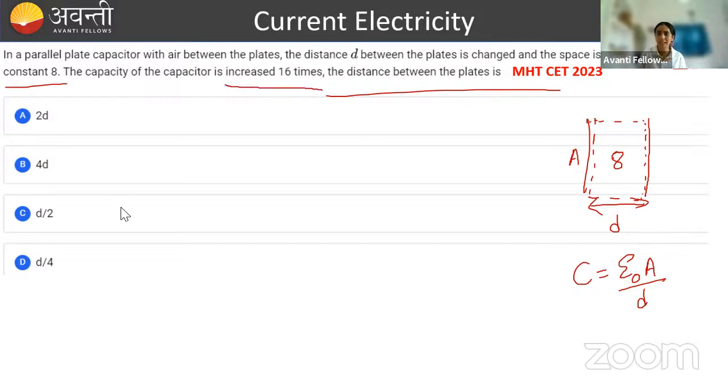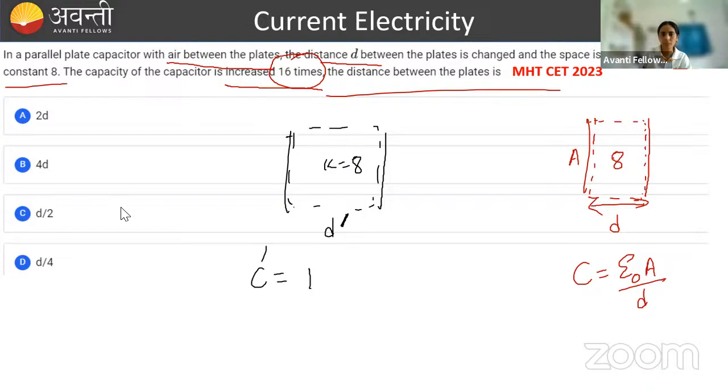और यहाँ पे हमने प्लेट्स के डिस्टेंस बीच के डिस्टेंस को भी चेंज किया है. क्वेश्चन को ध्यान से पढ़ो. In parallel plate capacitor with air between plates, the distance d between the plates is changed. Distance d is what? Changed, and then a dielectric is placed. And after doing all this, what is happening? Capacitance is increasing by 16 times. So suppose, finally, what we have done, we have increased distance in such a way that final separation is d dash. There is dielectric kept of dielectric constant 8.